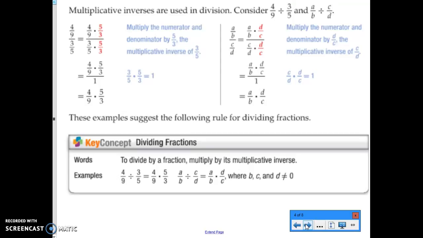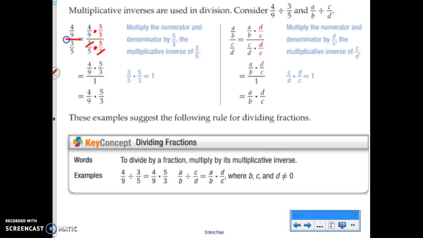But it says multiplicative inverses are used in division. So we're going to consider 4/9 divided by 3/5, and then we're also going to consider a over b divided by c over d. So here we're just going to multiply that numerator and that denominator by 5/3, okay, because we're multiplying by that reciprocal when we're dividing fractions, because we know that we don't divide fractions. So remember, this is your division symbol there. You've got 4/9 divided by 3/5, and we have to find that multiplicative inverse of 3/5. So here you can see that they're multiplying then by 5/3 on the top and the bottom.